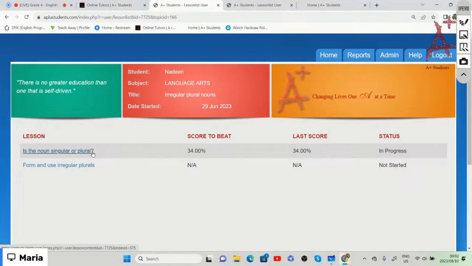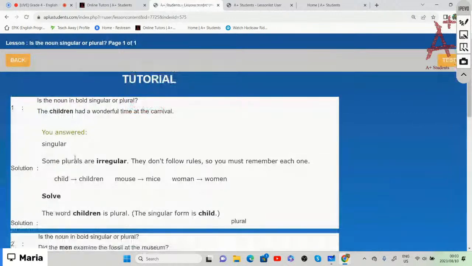All right, and with irregular plural nouns, we are going to be focusing on the lessons of is the noun singular or plural, and how we can form and use irregular plurals, right? So, firstly, is the noun singular or is the noun plural? And how we should form and use irregular plurals? So, we're going to go to the first lesson that says, is the noun singular or plural?